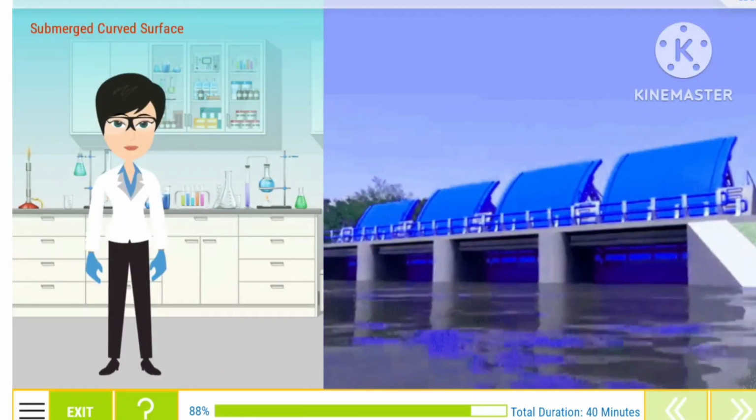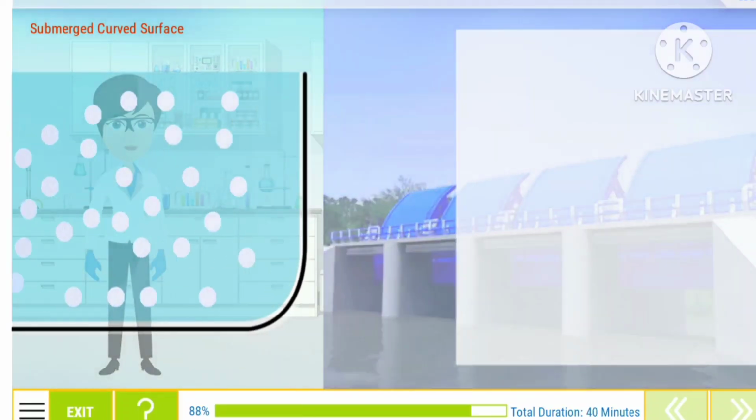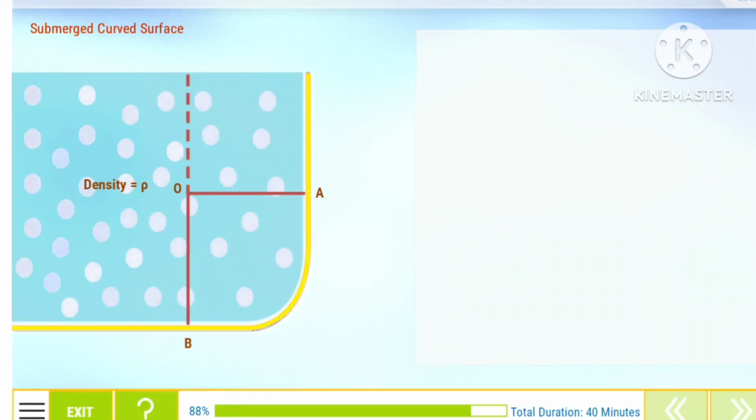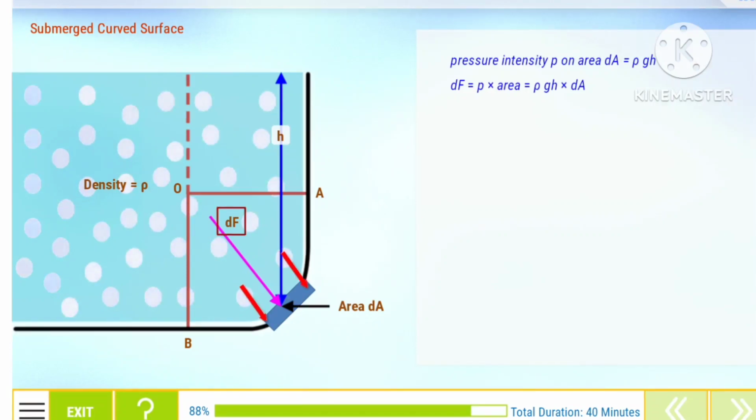Submerged curved surface. Let's learn about the curved surface submerged in liquid. Consider a curved surface AB submerged in a static fluid as shown in the image. dA is the area of a small strip at a depth of h from the water surface. Then the pressure intensity on the area dA is equal to rho into g into h. The pressure force dF is equal to P into area of the small strip, which is equal to rho into g into h into dA. This force dF acts normal to the surface.